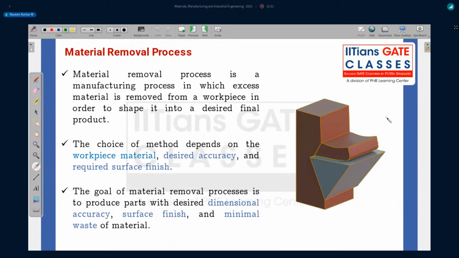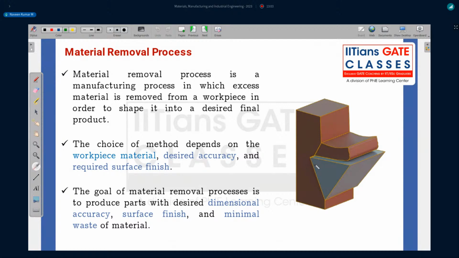Okay, so the material removal process is nothing but we have some manufacturing process, any manufacturing process. You can think of drilling, boring, grinding, lathe machining, anything you can think of. In that, we are going to remove the material. In this figure, we can clearly see that there is some kind of material removal that is happening.